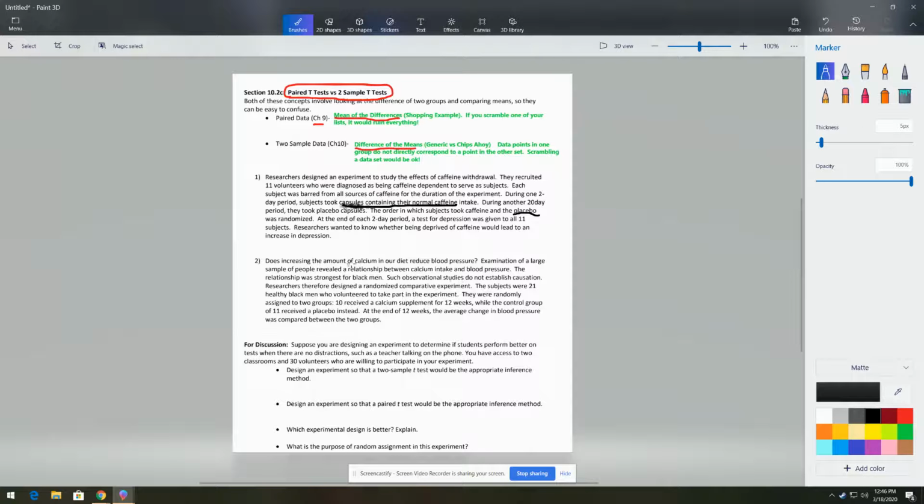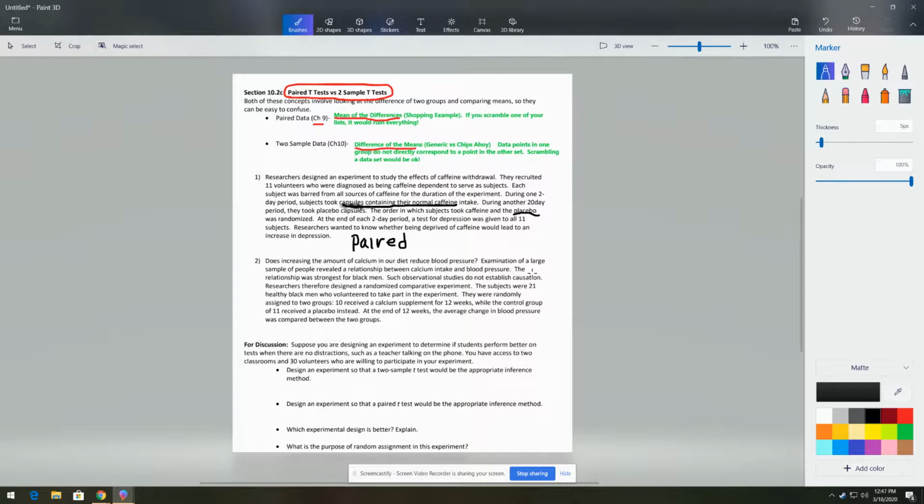Okay. But the key here is that it is going to be a paired data set because each person did the placebo, each person did the caffeine, and I compared each person's ratings. It's the same person for each who did each thing. So in this problem, if I were to go ahead and scramble up a list of numbers, I'd be ruining each person's data point that corresponds to itself. I can't just scramble them and be okay.